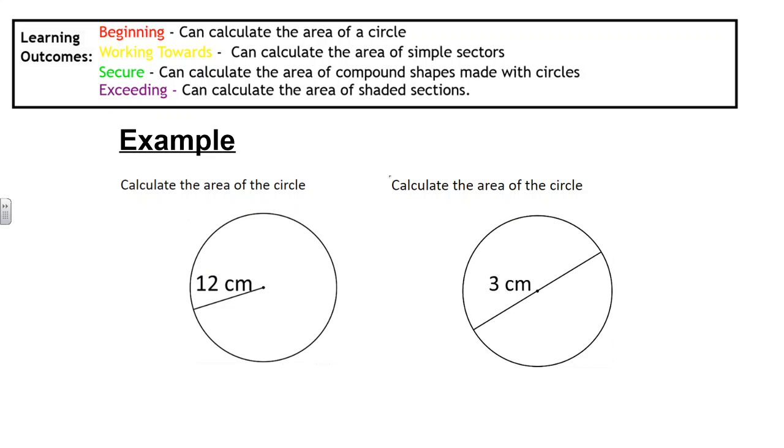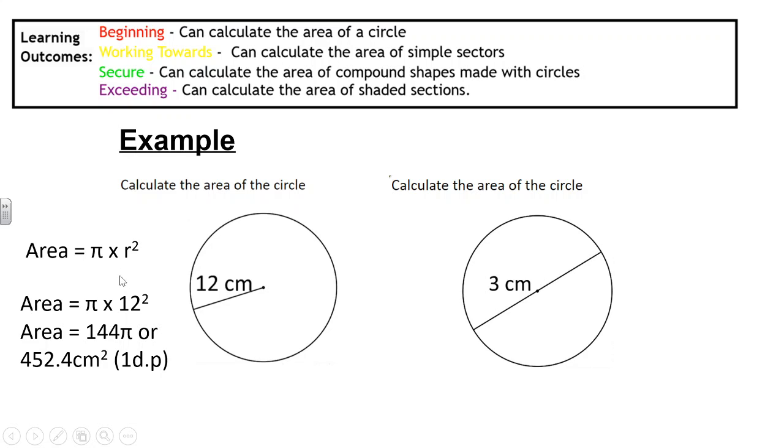2 examples then to go through. So for this first example, we have a radius because it goes from the middle to the edge. So if we look at our formula, we have everything we need because we just need pi times the radius squared. So you can substitute your 12 straight into the formula and do pi times 12 squared. If you were asked to do this and leave it in terms of pi, you would just do the 12 squared and get 144 pi.